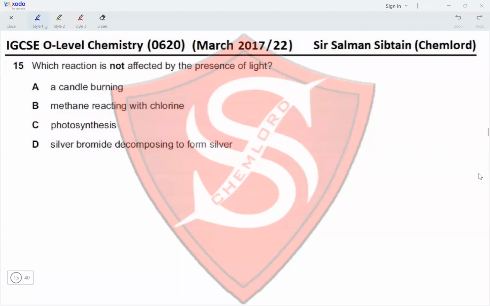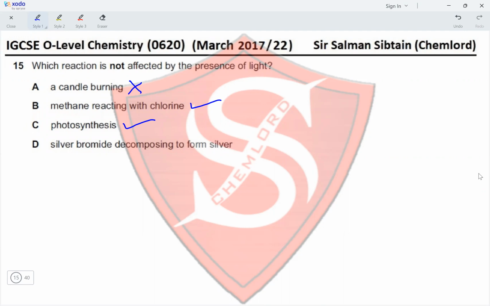Question 15. Which reaction is not affected by the presence of light? A candle burning. A candle burning is combustion. Combustion has nothing to do with light. Methane reacting with chlorine. Alkanes are substituted with chlorine in the presence of light. So this is affected. Photosynthesis, the name itself says photo, which means it is a light dependent reaction.